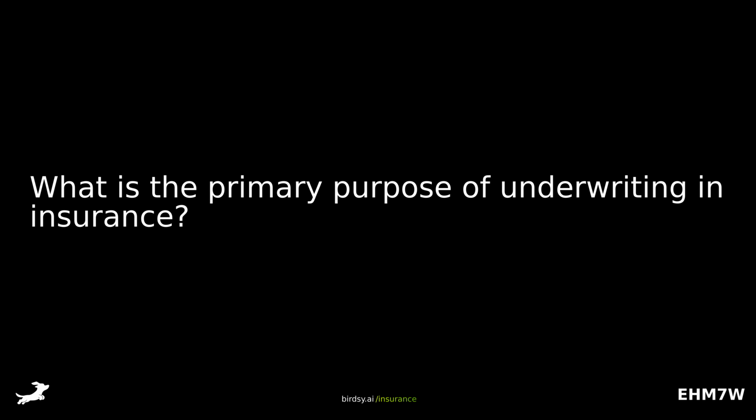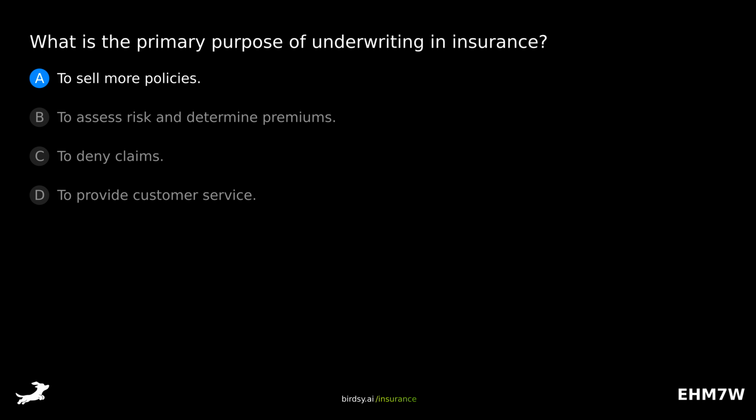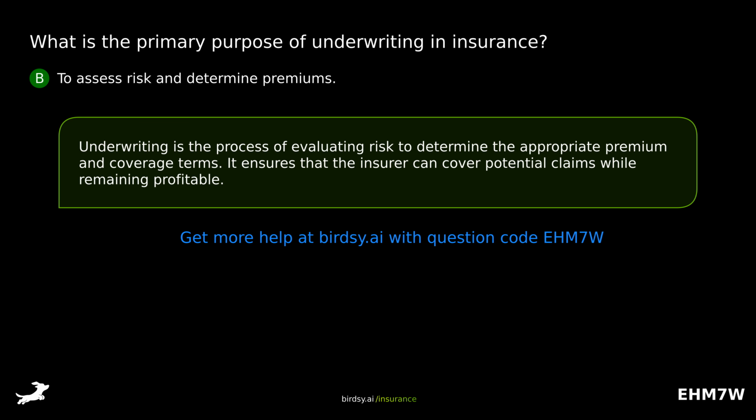What is the primary purpose of underwriting in insurance? Is it A, to sell more policies, B, to assess risk and determine premiums, C, to deny claims, or D, to provide customer service? The answer is B, to assess risk and determine premiums. Underwriting is the process of evaluating risk to determine the appropriate premium and coverage terms. It ensures that the insurer can cover potential claims while remaining profitable.